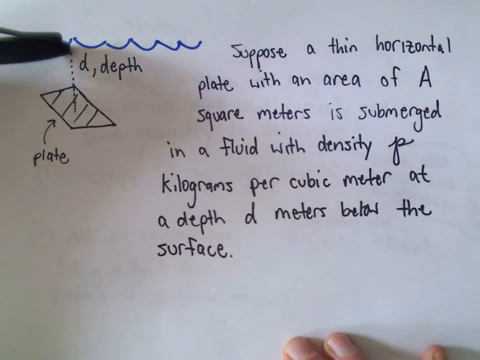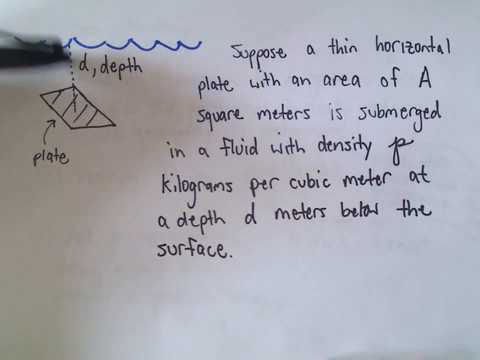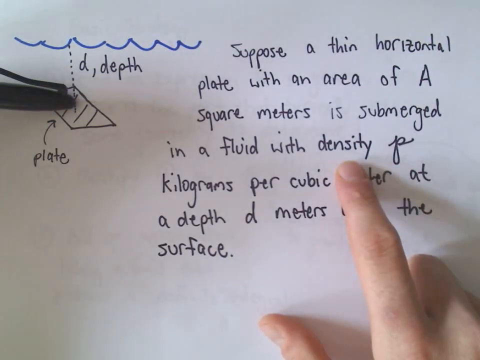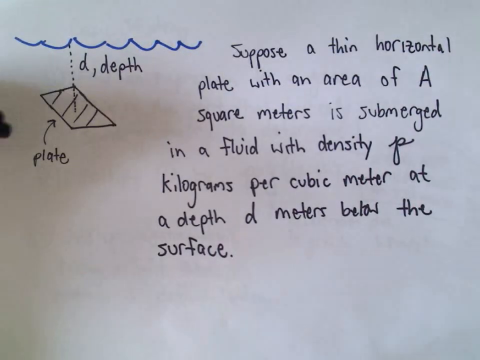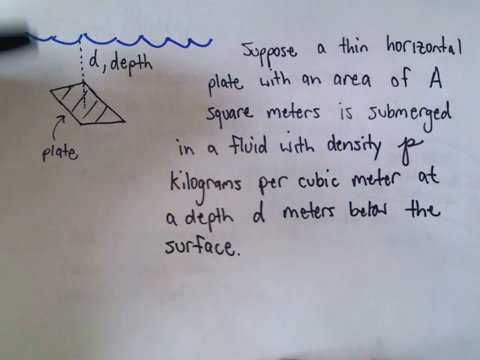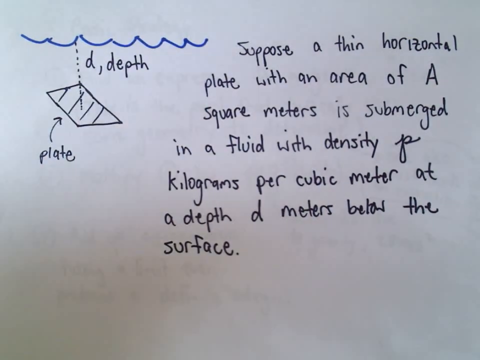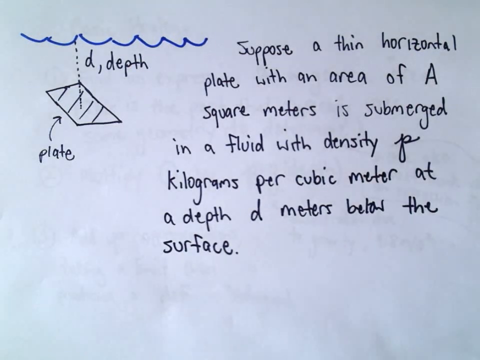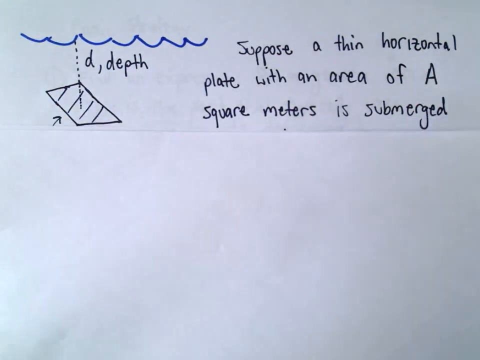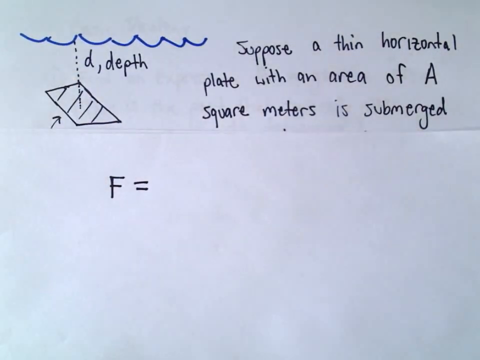Okay, so the object could be in water. It could be in something different. So we'll have to take the density of the material that it's in into consideration. And it's at a depth of D meters below the surface. So we've got a little horizontal plate in some liquid with a certain density, and it's so far down below the water. Well, to figure out the force on that plate, we can just use a little Newtonian laws of physics here.